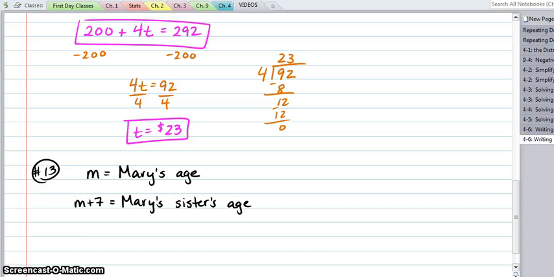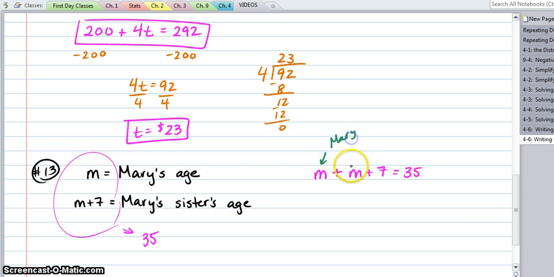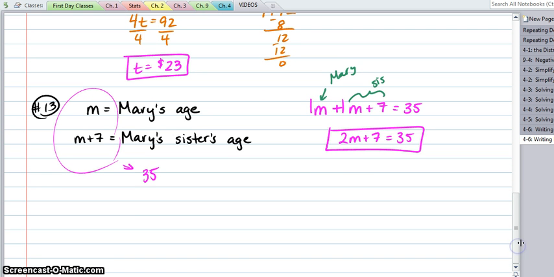Their combined ages, so when we combine, that means we're adding everything all together. Combined ages add up to 35. So we need to add Mary's age, m, plus Mary's sister's age, which is m plus 7. It should add up to 35. Please note that you have to write m twice because, again, there's Mary's age and here's her sister's age. Now I can simplify. Let me put a 1 in front of these lone variables. I get 2m plus 7 equaling 35. There's my equation.